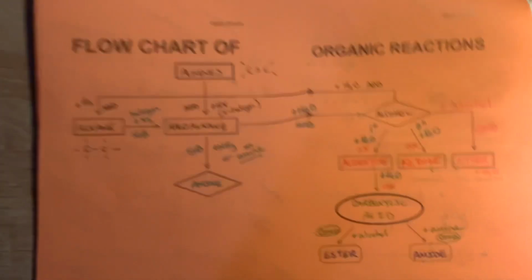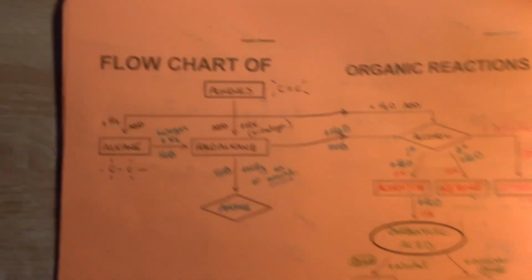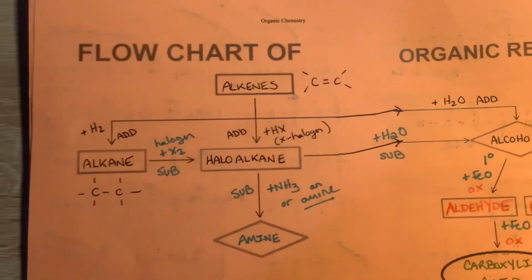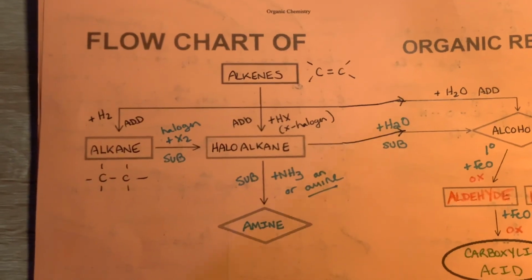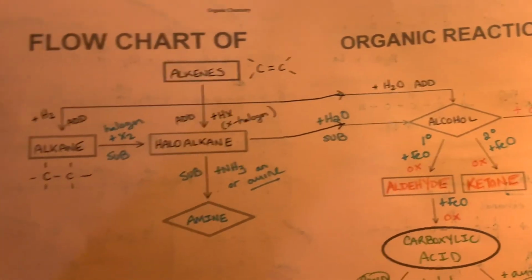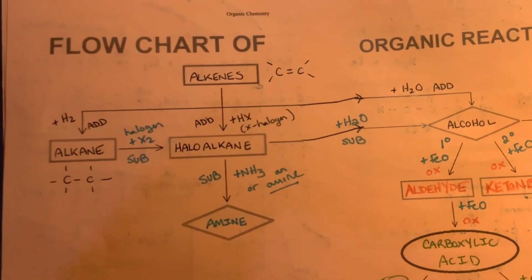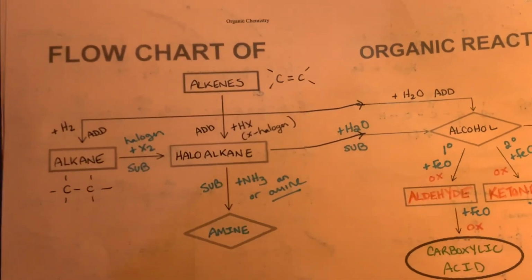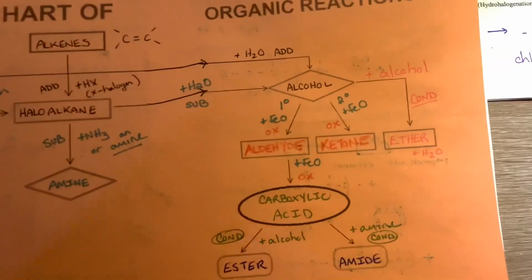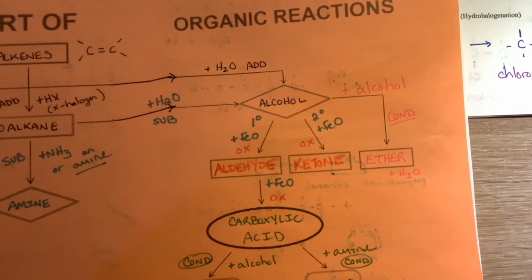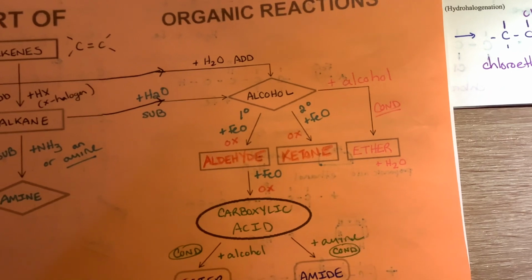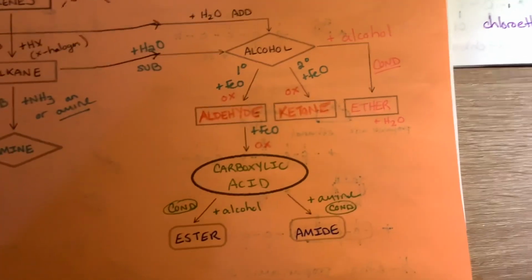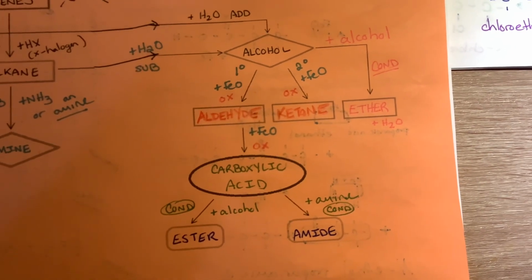Okay, I'm hoping everybody has this flowchart in their notes. I'm going to zoom in here. On one side of the flowchart, we see the alkenes can be turned into alkanes, haloalkanes, and alcohols through addition reactions. And then from alkanes, we can go to haloalkanes and amines and alcohols through substitution reactions. We can also see over here that there are oxidation reactions going to aldehydes, ketones, and then going farther from the aldehyde to carboxylic acids, and we can also do further condensation reactions.